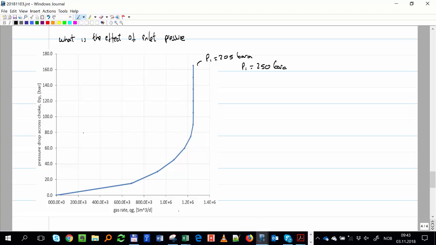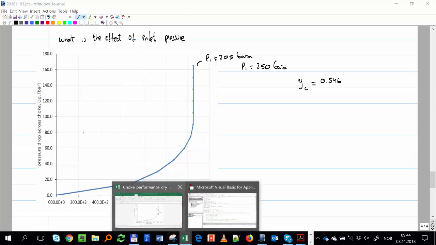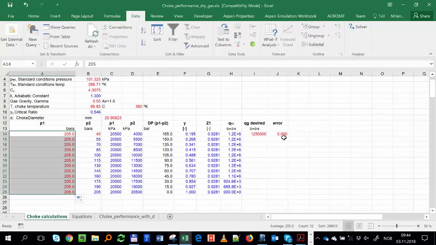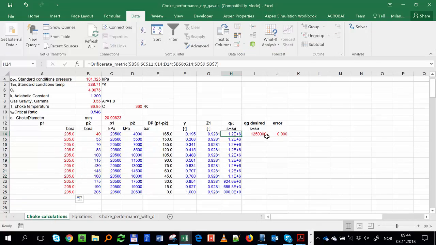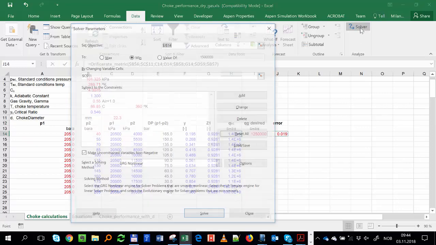And what was the critical, if you remember? Why critical? It's 0.546. Yes, but you can try one thing, to not normalize. Let's try just one thing. If we go to 22.3, let's see if it works.